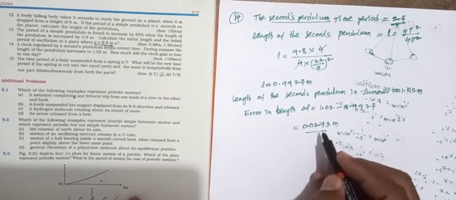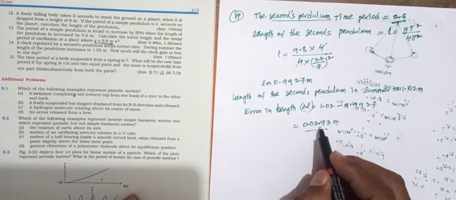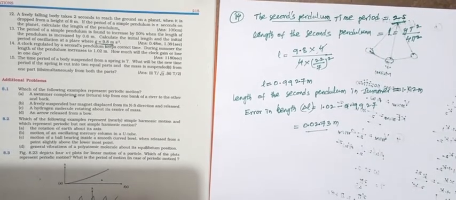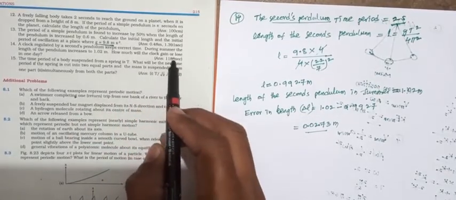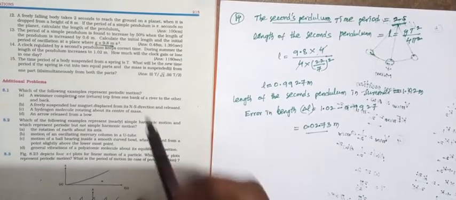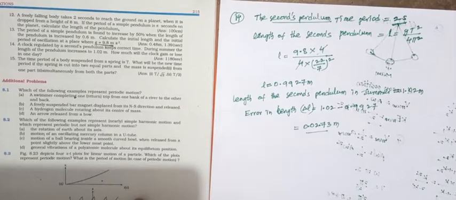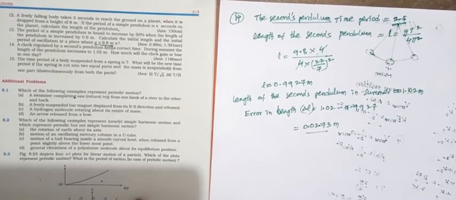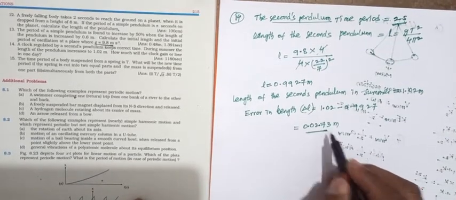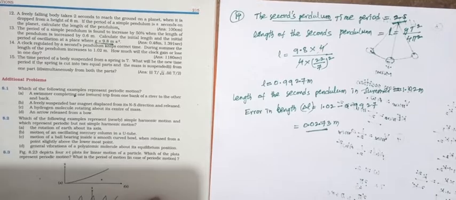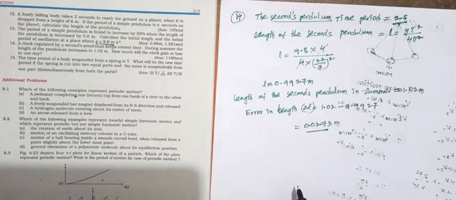Meters. Okay, error in length delta L equals 0.023 meters. So we can find out how much the clock will gain or lose in one day. First we can find out how much time will be gained or lost in 1 second. So here we can take the error in time.